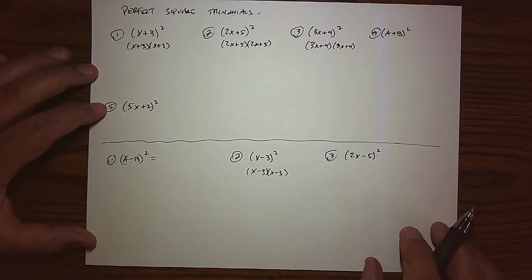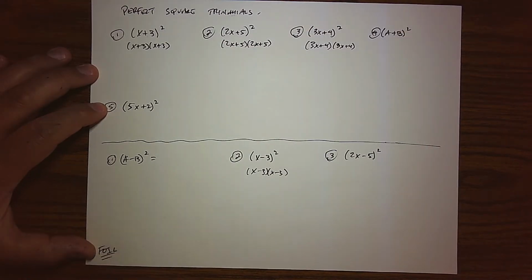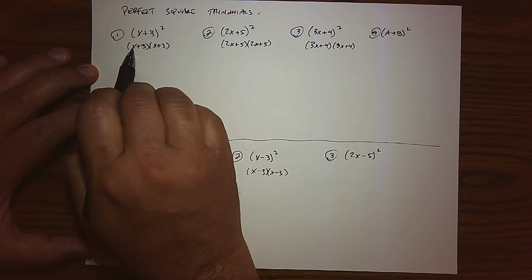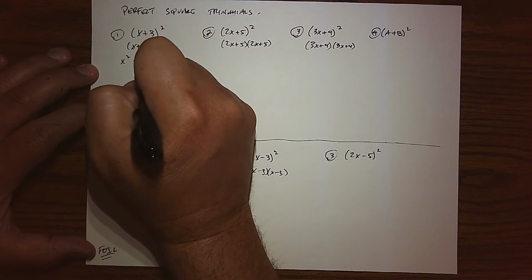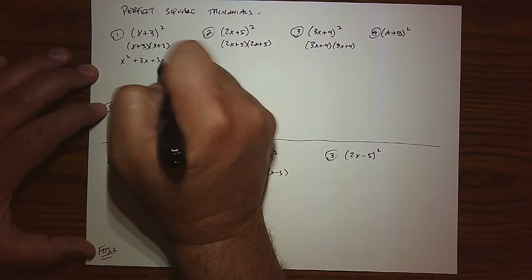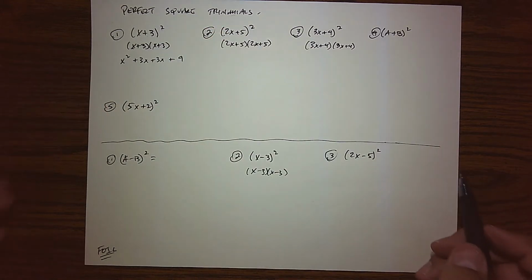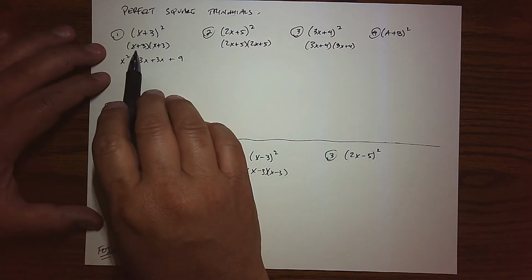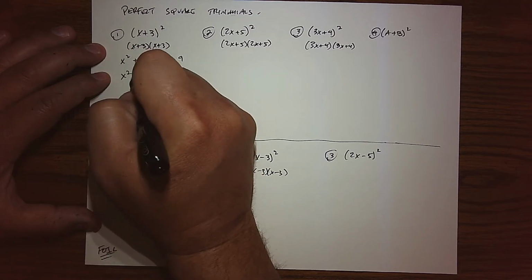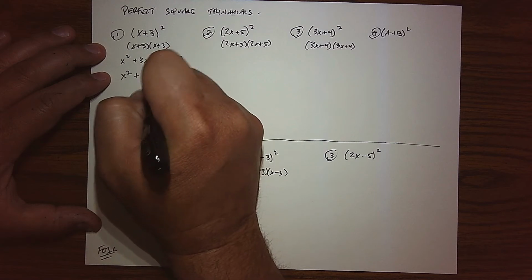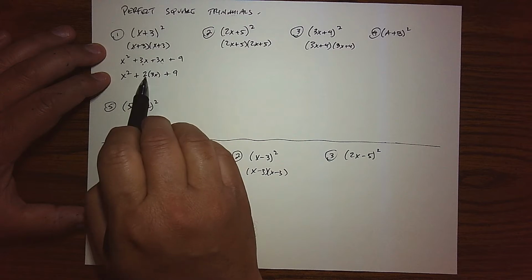So since we don't know the pattern yet, let's go back and rely on good old FOIL. You can always rely on that. So if I FOIL this out, x times x, first, would give us x squared. Then the outer is a 3x, the inner is a 3x, and then the last gives us 3 times 3, which is 9. And this time, because the sign is the same, the outer and the inner actually end up doubling each other up, right? So I'm going to write it this way for a moment: 3x and 3x, well, that's double 3x.